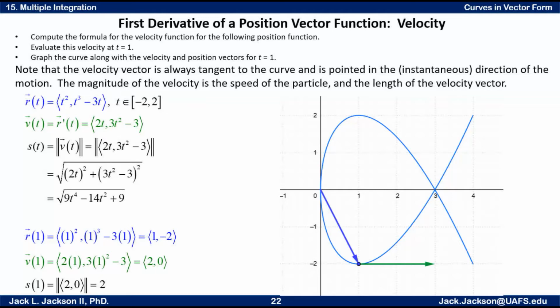So notice that the velocity vector is always tangent to the curve and is pointed in the instantaneous direction of the motion. The magnitude of the velocity is the speed of the particle and the length of the velocity vector.